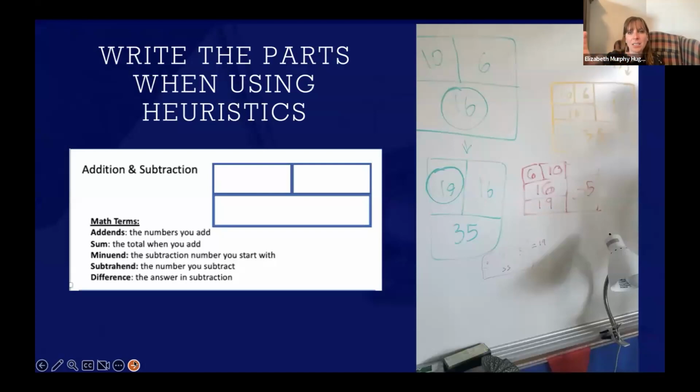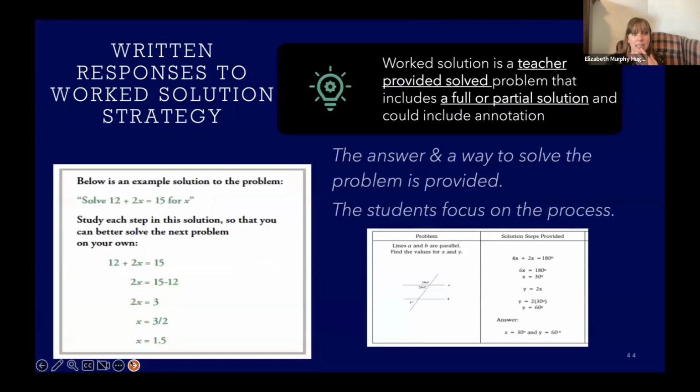Looking at when you're using heuristics and using those terms, you can provide the terms and the definition of the terms if you want. When teaching any of these and introducing any of these for the first time, I would make sure that I'm doing it explicitly by modeling multiple examples, by then moving towards guided practice before moving into independent practice.